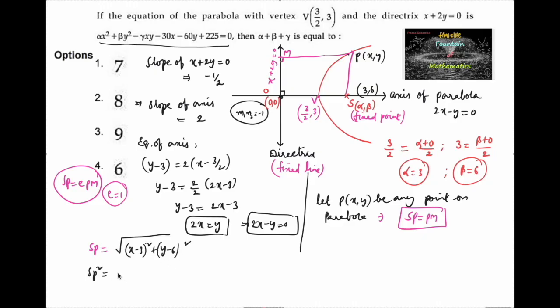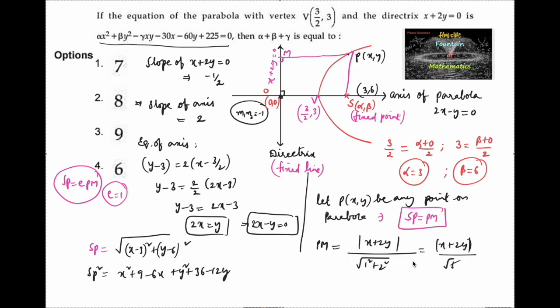So SP square is equal to x minus 3 whole square, that is x square plus 9 minus 6x, plus y square plus 36 minus 12y. And similarly, the perpendicular distance from the point upon the line, PM, is equal to mod of x plus 2y upon root of 1 square plus 2 square, that is mod of x plus 2y upon root 5. Now PM square is equal to x square plus 4y square plus 4xy divided by 5.